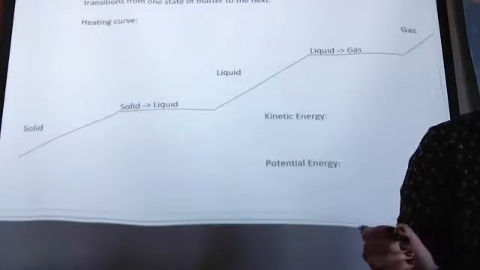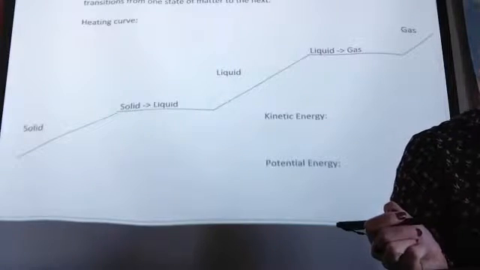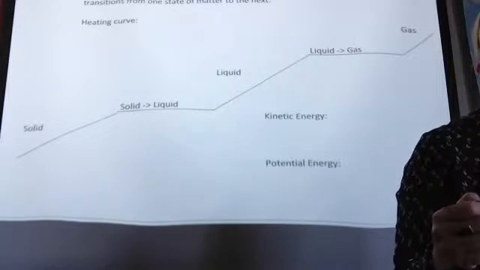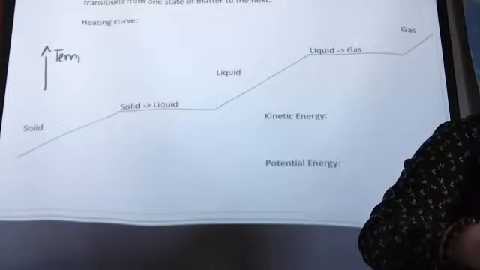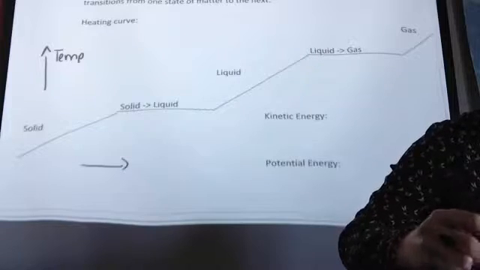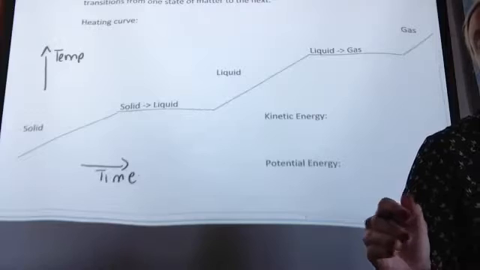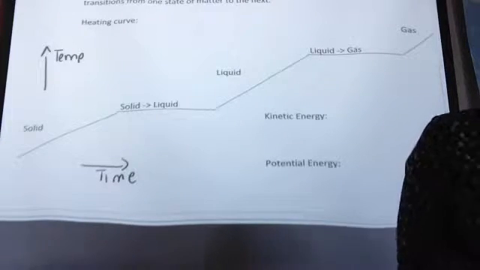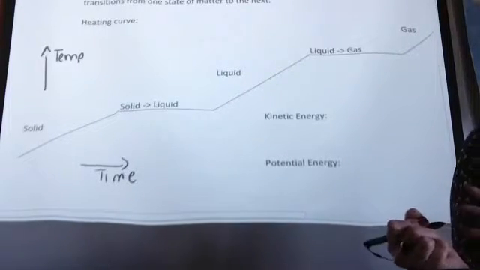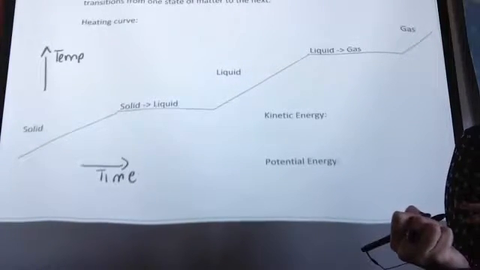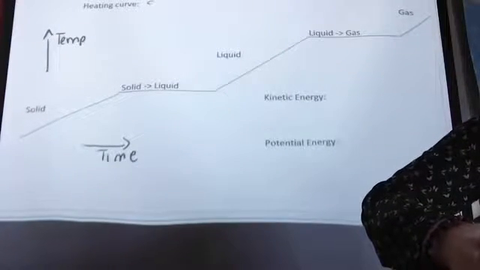Okay, so what we're going to do is discuss heating and cooling curves. This is a heating curve, and on a heating curve, you have the temperature increasing on this axis, and you have time increasing on this axis. Now, as time increases, temperature increases. We know by our definition of temperature that temperature is just a measure of energy. So on a heating curve, energy is always increasing.